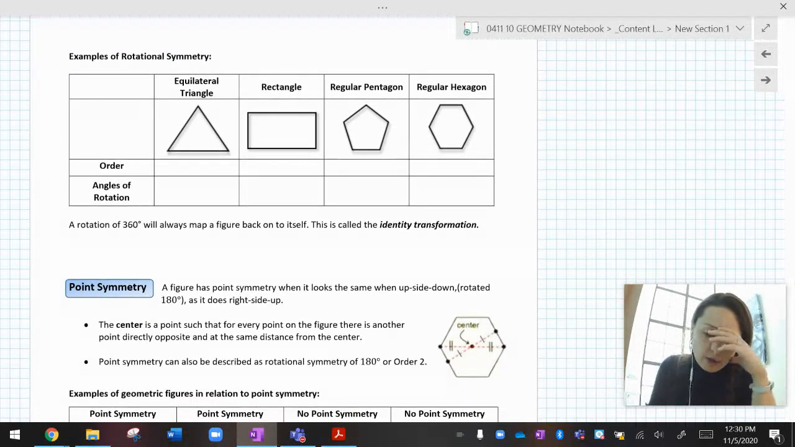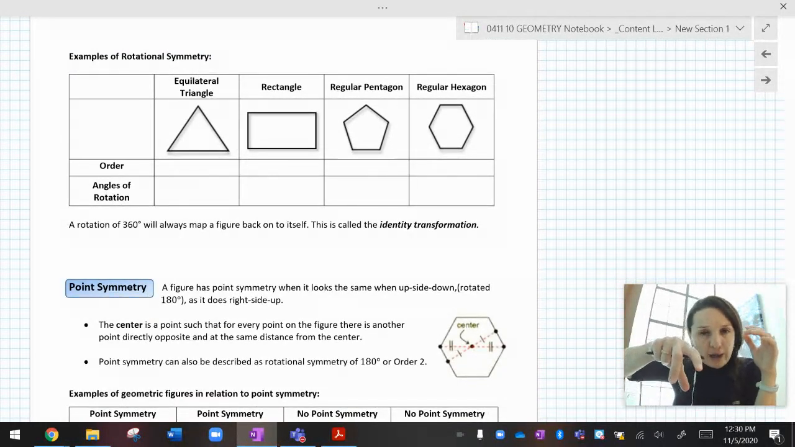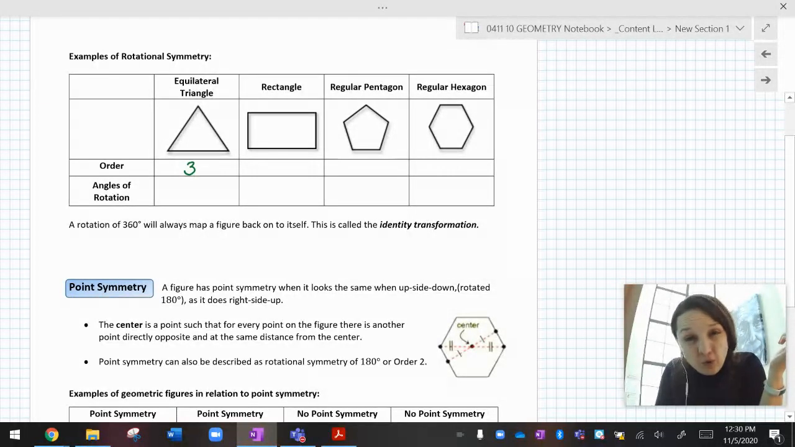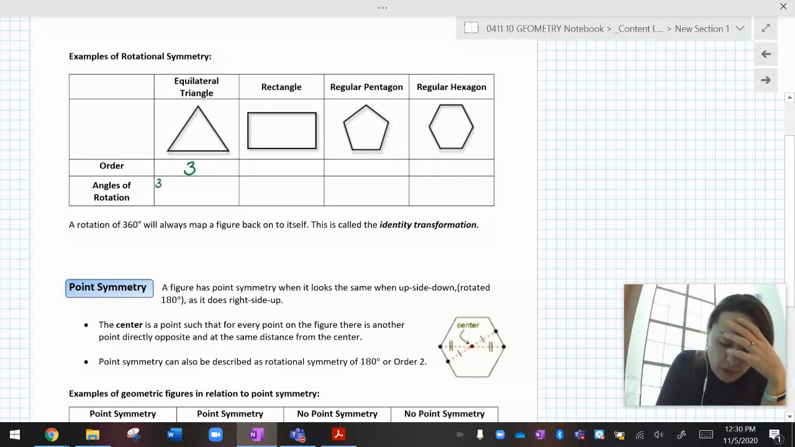Okay, so let's talk here. What if I have an equilateral triangle? Well, if I have that triangle, I could turn it a little bit, like a little bit more than 90, and then it would still fit in the hole again. And I can turn it again, and that would work. An equilateral triangle has an order of 3, because I can turn it 3 different ways to fit through the hole. And then the angles of rotation are going to be 360 divided by 3, which is 120. And then I just add 120 to itself over and over. So 120 plus 120 is 240, plus 120 more is 360.